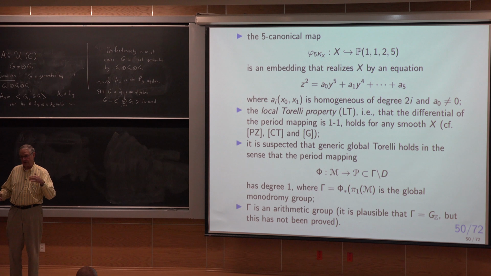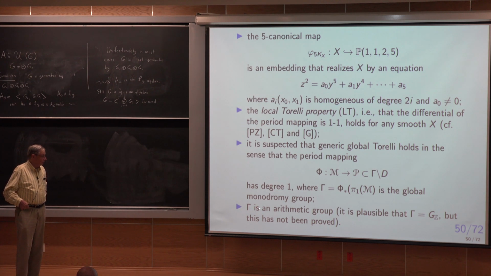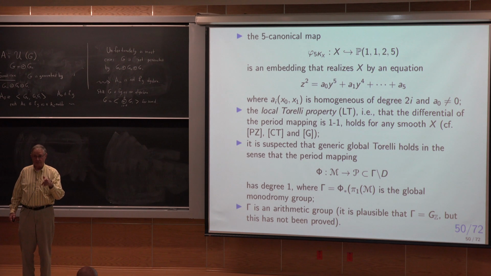For example, any smooth hypersurface in projective space, with about 6 exceptions on the degree, has a global Torelli theorem. So it's suspected, but not yet proved, that global Torelli works for this surface. It's also suspected that the global monodromy group is an arithmetic group, but whether it's the full possible arithmetic group, as big as it can be, is not known.